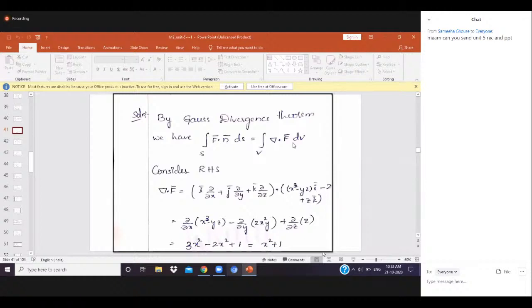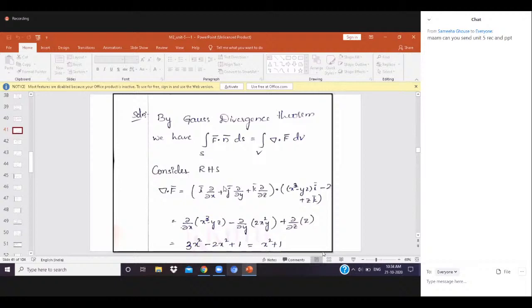The RHS side is very short and we simply complete it, but for integral S f bar dot n bar ds, this is a cube, so we need to complete the surface integral for 6 faces and then add. We just completed one problem like that, so I think you are able to understand.